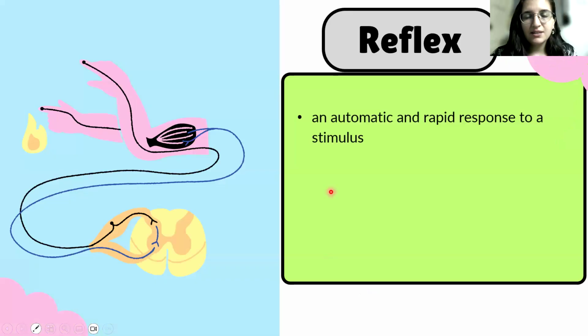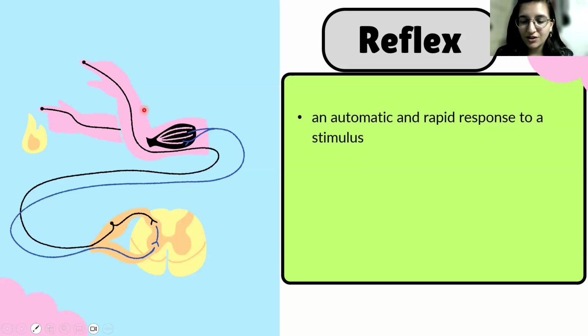And lastly, we studied the reflex. Reflex, again, is an automatic and rapid response to a stimulus that doesn't happen consciously. It doesn't involve the conscious part of the brain. So you see, this is the spinal cord. It didn't go to the brain. The action happened immediately. It wasn't something where you thought about it and then you reacted to it. No, it happened so fast that even you don't know what just happened.